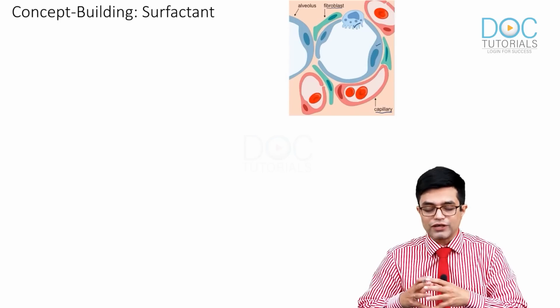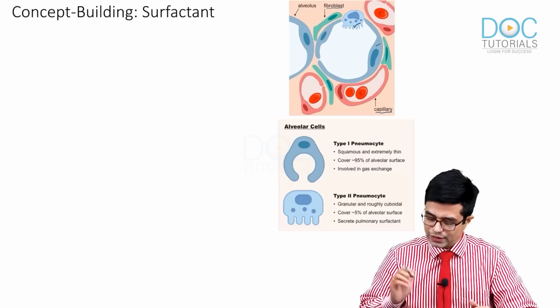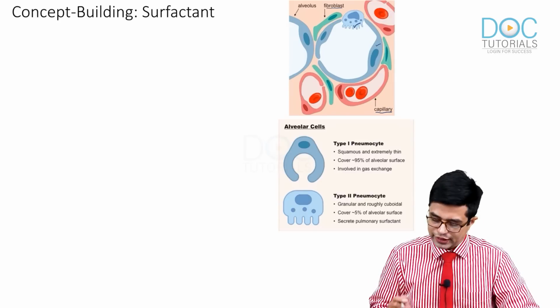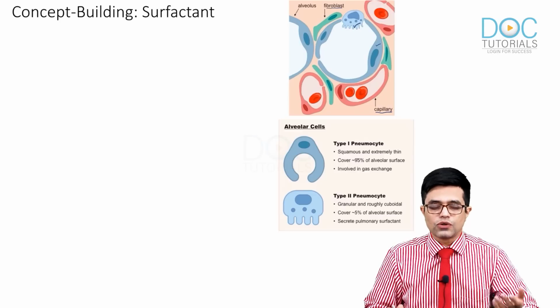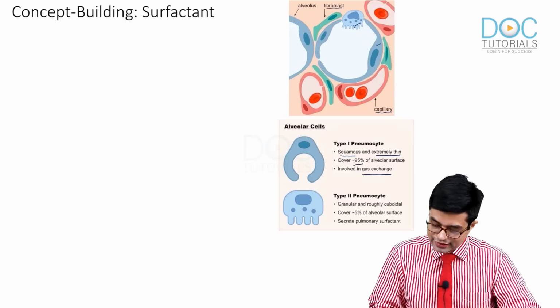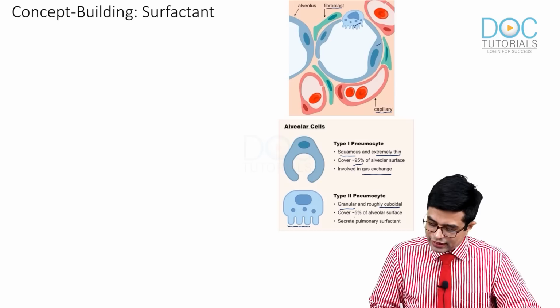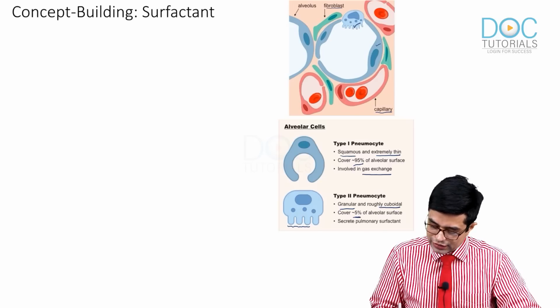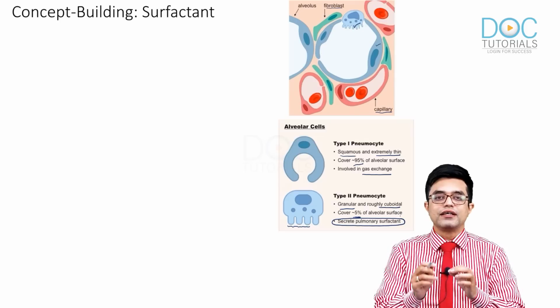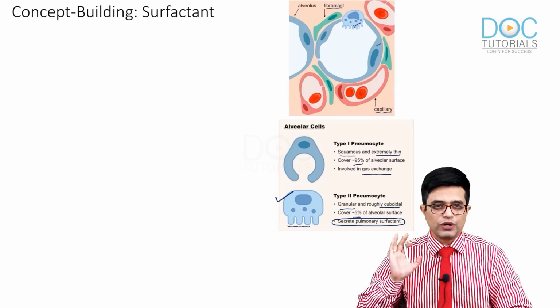So, you may get a labeled photograph like this and they may ask you which among the following cells secrete surfactant. So, what you will remember, there are two types of cells in the alveoli. Type 1 pneumocytes. Pneumocytes are also called alveolar epithelial cells. They are squamous and extremely thin, as you can see here. They cover almost 95% of the alveolar surface and they are the ones which are involved in gas exchange. The second ones are granular and roughly cuboidal and they have these interdigitations. They cover around 5% of the alveolar surface and they are the ones which secrete pulmonary surfactant. Surfactant is released by which cells was the NEET PG question 1 year back. So, you can add first point to your notes.